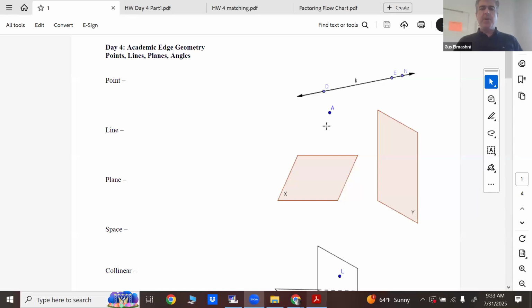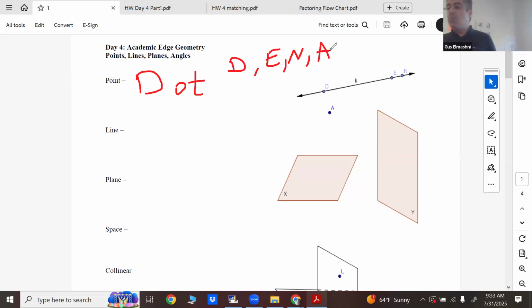So, point. How do you define a point? It's such a weird thing. I'll just call it a dot. What are some examples of points? Like D, E, N, A. Those are all points.